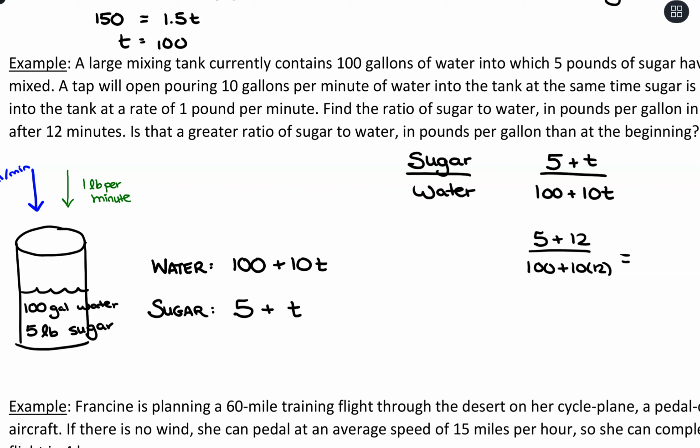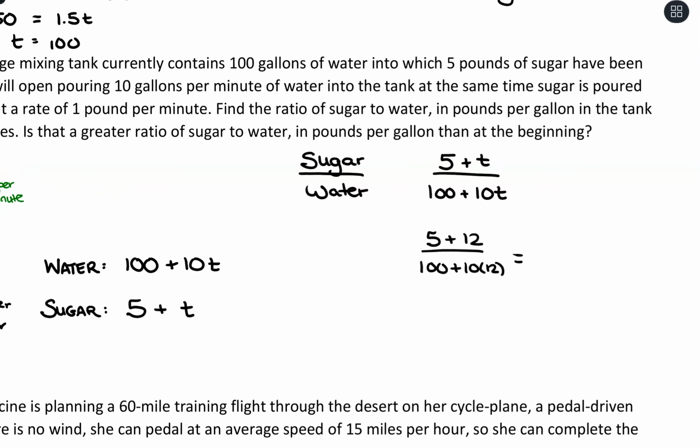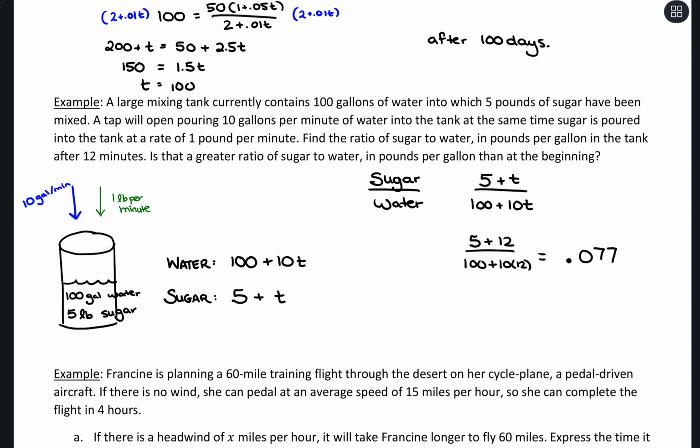And with that, let's go ahead and get a value out. So let's see, that'll be 5 plus 12 in the numerator over 100 plus 10 times 12 in the denominator, for 17 over 220, but let's get a decimal. So that is 0.077 for the ratio. So sugar to water, 0.077.